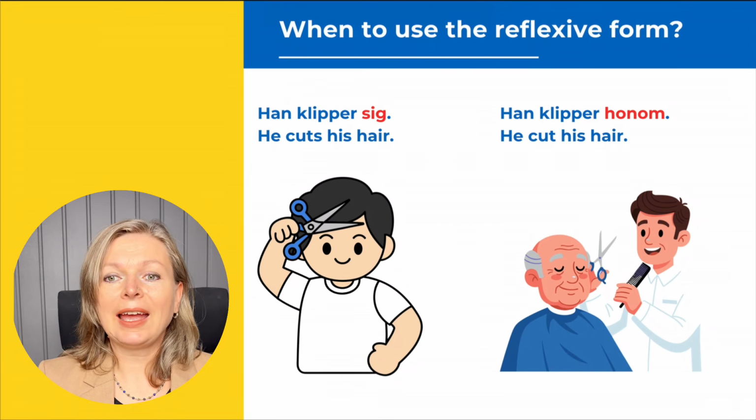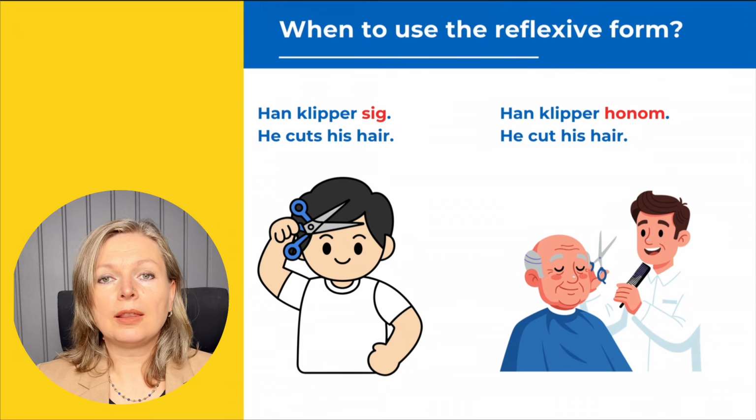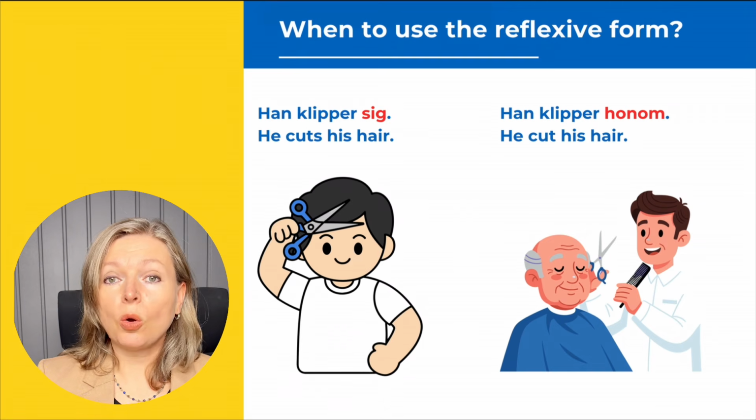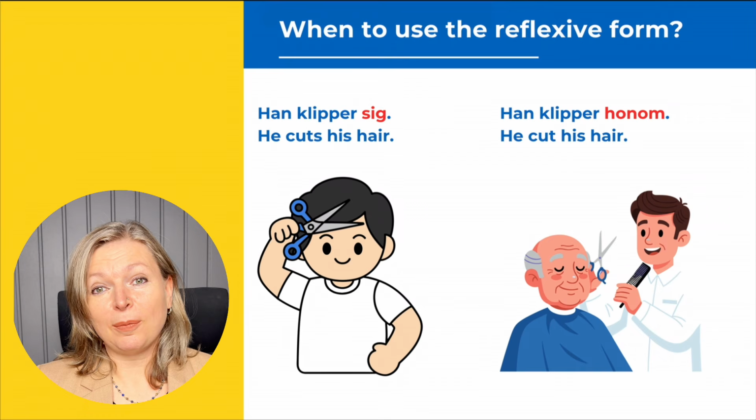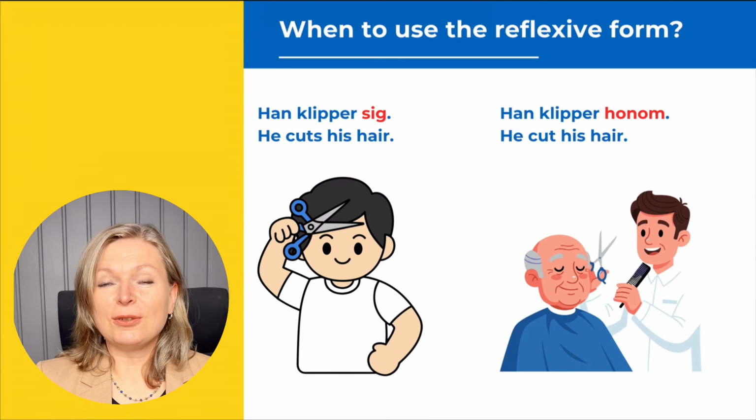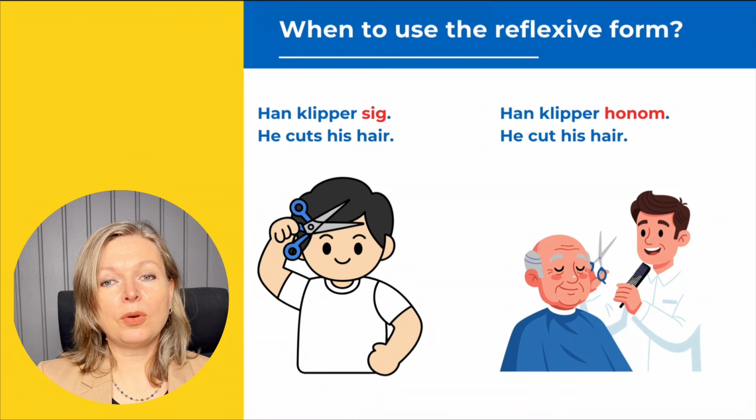But if we say han klipper honom, then we have two people. One is the subject, the hairdresser, and this old man here, he is the object, honom. So he cuts his hair. In Swedish we actually say he cuts him. Yes, but as you see, we have two people. So han klipper sig, only one person. Han klipper honom, two people.